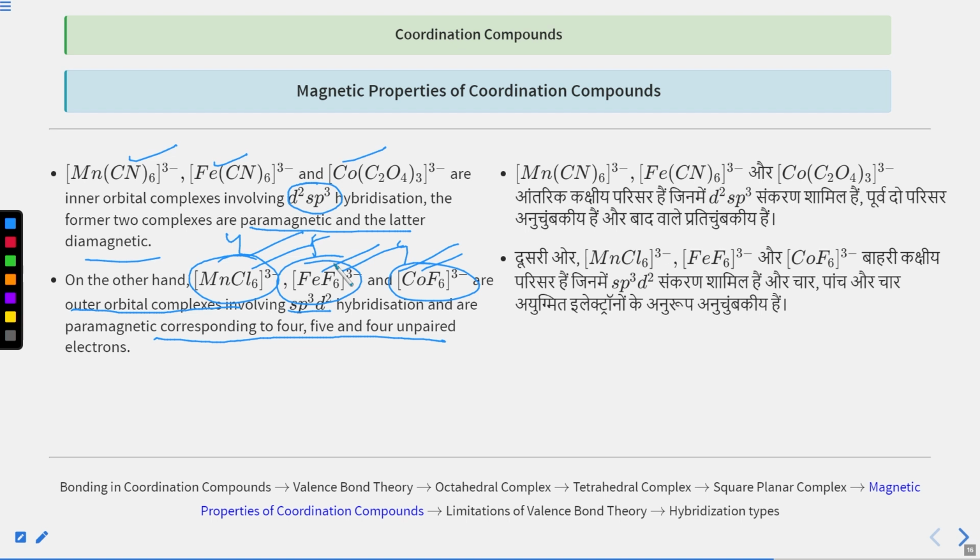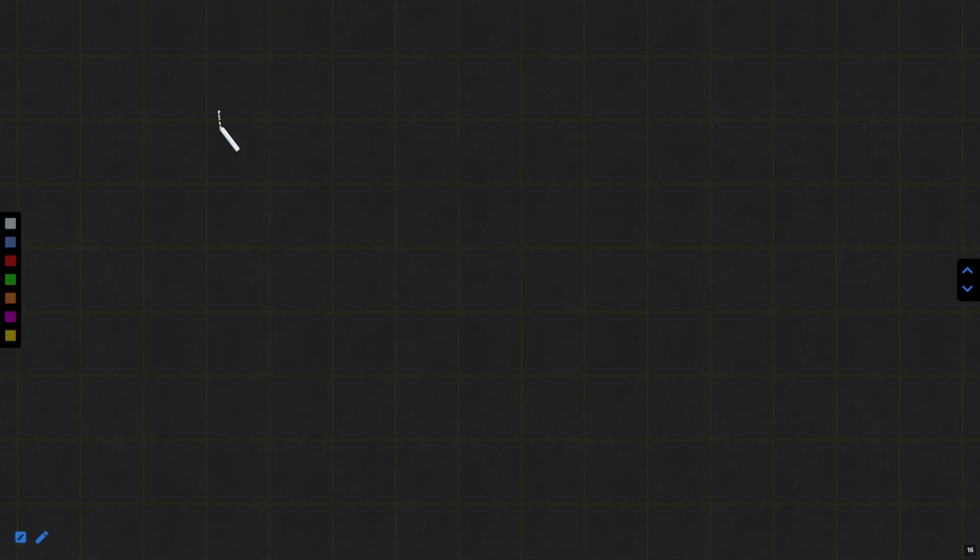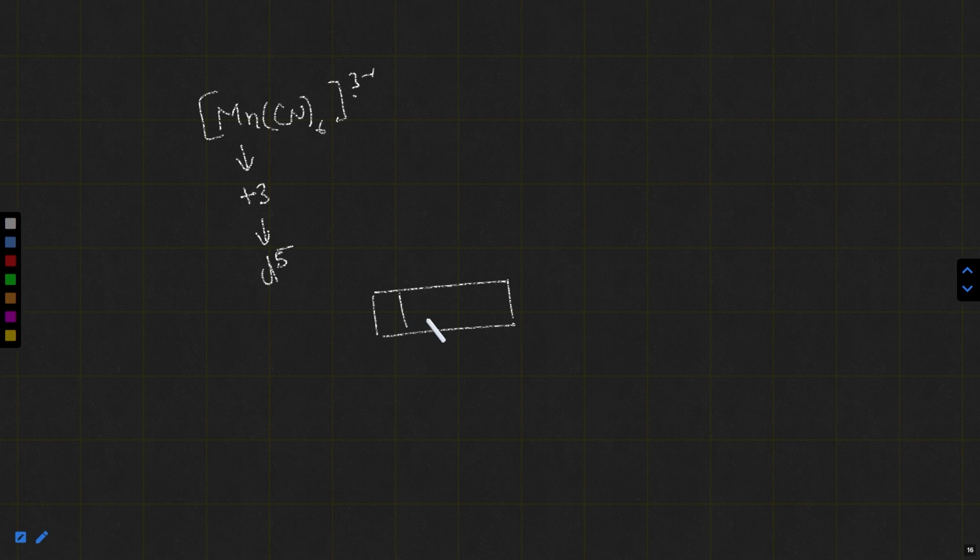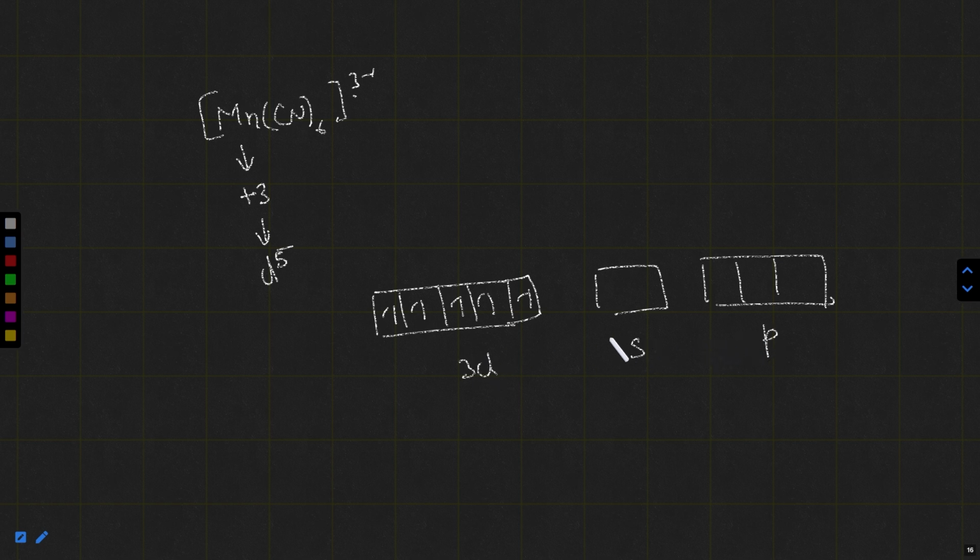Now, what we will do is we'll take these examples and try to draw the electronic configuration. First is MnCN6 3 minus. In this case, Mn is in the plus 3 oxidation state. What will be the electronic configuration? Potassium, calcium, scandium, titanium, vanadium, chromium, manganese: d7, 7 minus 3, d5. So the initial configuration of Mn3 plus will be 1, 2, 3, 4, and 5 in the d orbitals, and the remaining will be s and p. So this is 3d, 4s, and 4p.